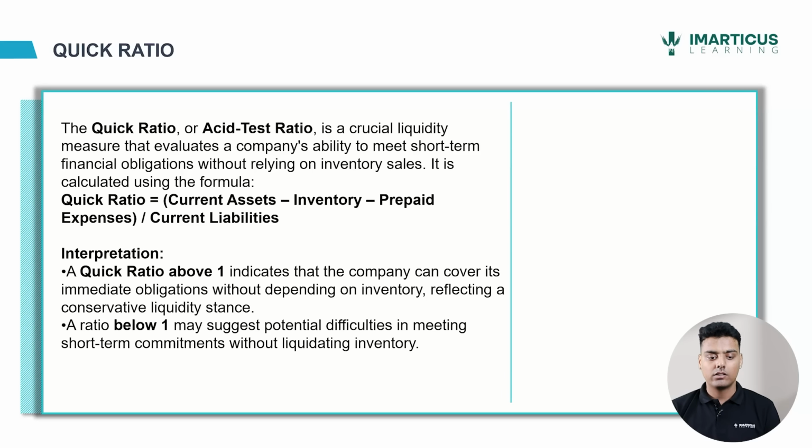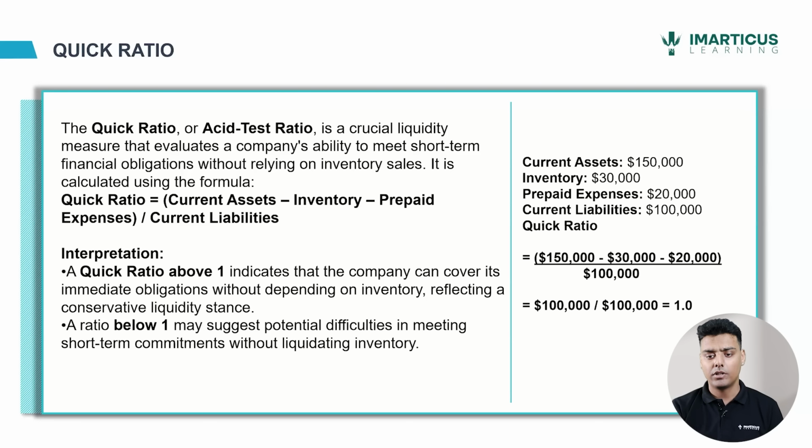So now, coming back, the quick ratio is current assets minus inventory minus prepaid expenses, divided by current liabilities. Let's understand the interpretation with a numerical problem. Now, let's assume that there's a company which has current assets of $150,000, and inventory included in that is $30,000. Prepaid expenses included are $20,000. So now the net current assets would be $150,000 minus $30,000 minus $20,000, which is roughly $100,000. And the current liabilities are $100,000. What does this mean?